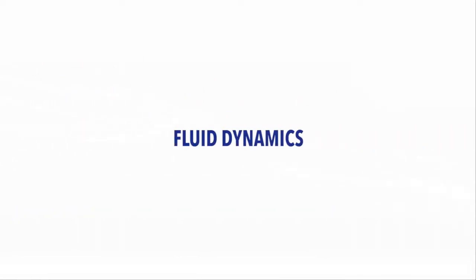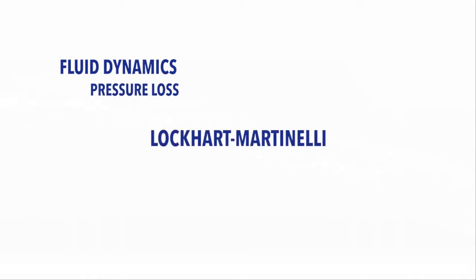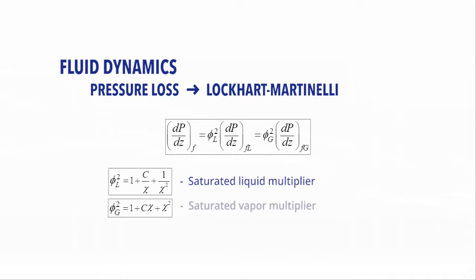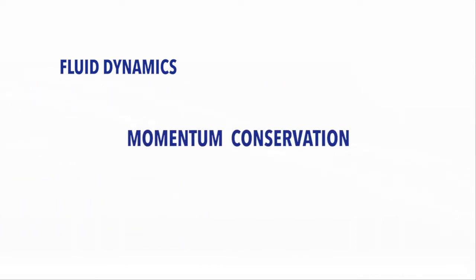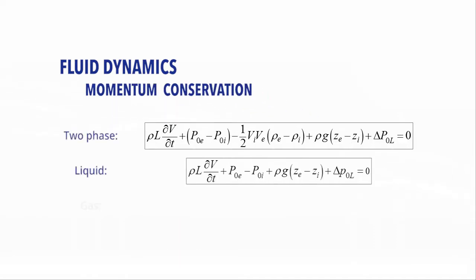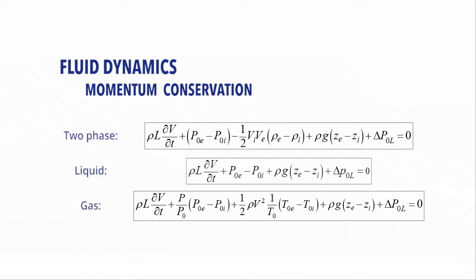Fluid dynamics also have its own set of challenges for mixed phase flow. To calculate pressure loss, Flownex employs the Lockhart-Martinelli method, which uses a combination of the pressure loss for only saturated liquid and only saturated vapor. The momentum conservation equation is also a little bit more complicated than that of pure liquid or gas. But it is important to note that we handle two-phase fluids in a uniquely detailed manner in Flownex.